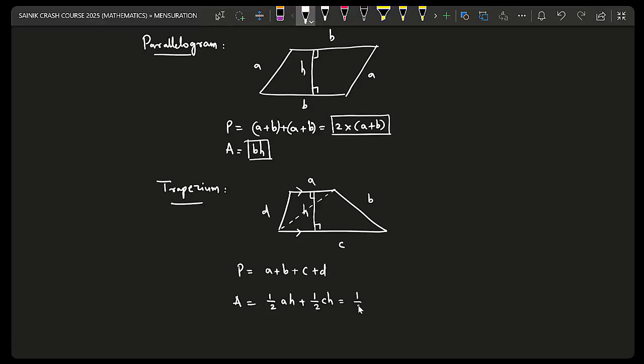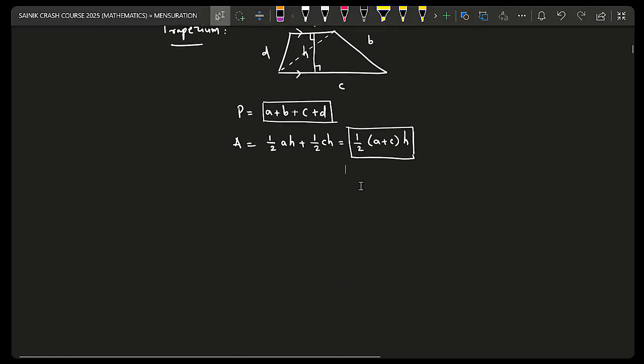So we can take half into A plus C into H. I took half common and H common. So it's nothing but half into sum of the parallel sides and the perpendicular distance between them. That is the formula for area of the trapezium. So perimeter of the trapezium is the sum of all the sides, and area of the trapezium is half into sum of the parallel sides into the perpendicular distance between them. That is the trapezium, perimeter and area.